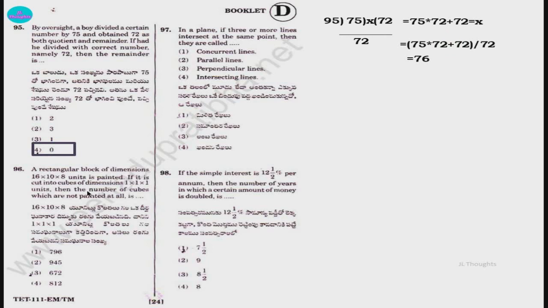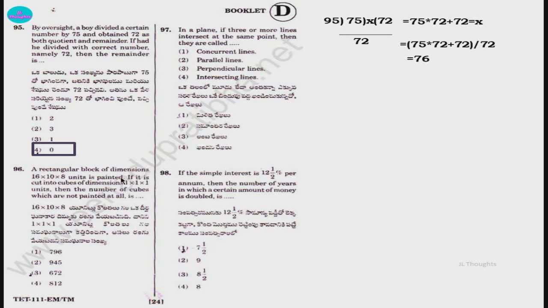Now 96, a rectangular block of dimensions 16 into 10 into 8 units is painted. If it is cut into cubes of dimensions 1 into 1 into 1, then the number of cubes which are not painted is, that is a rectangular block is taken of 16 into 10 into 8. L, B, H is 16, 10, 8, and then it is painted. So inside there will be a few blocks which are not painted. And it is cut into cubes of 1 into 1 into 1. Then the number of cubes which are not painted, they are asking.